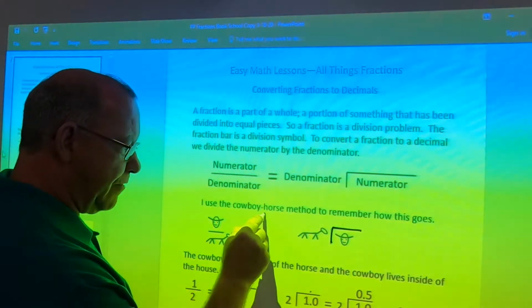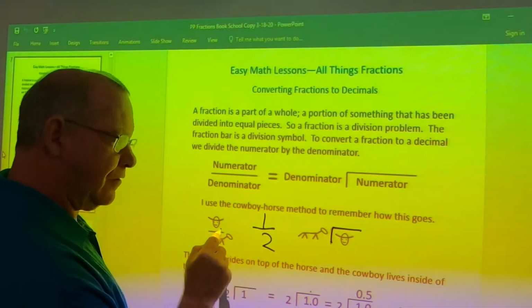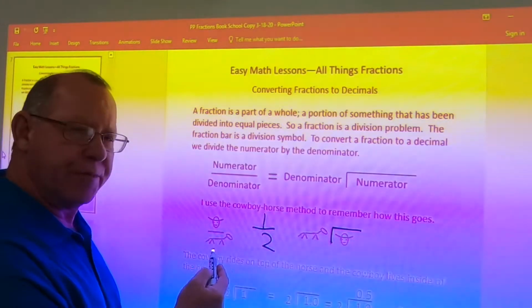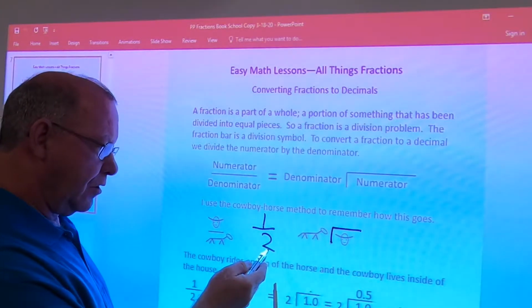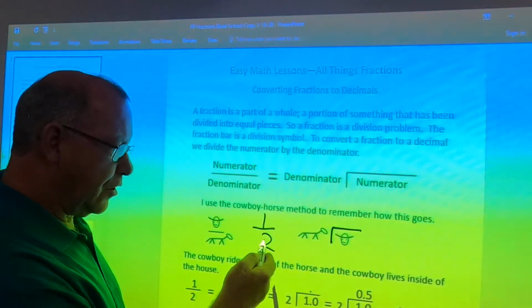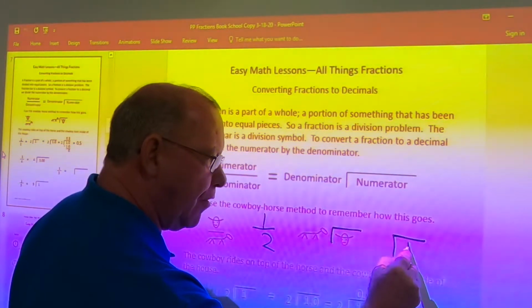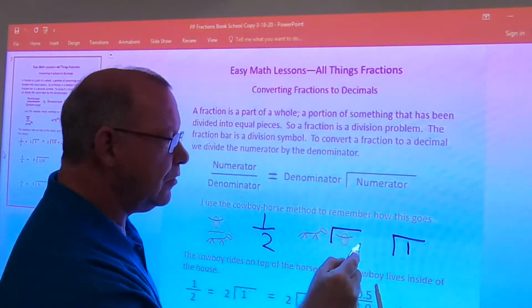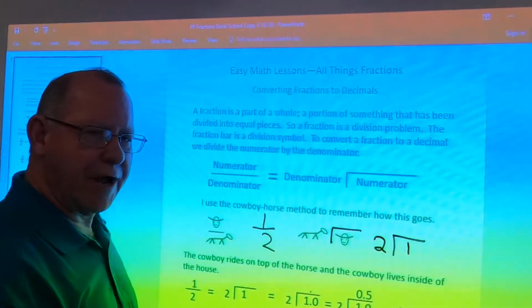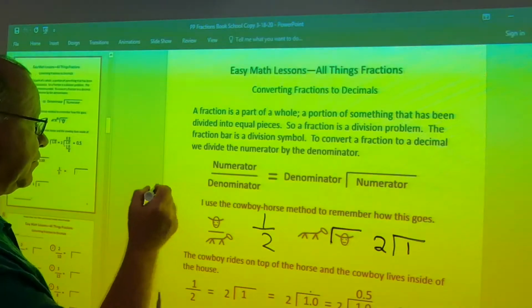So, for instance, if we had 1/2, 1, our numerator, would be our cowboy. 2, our denominator, would be our horse. So when they went home, here's our home. 1, the cowboy would go inside the house. 2, the horse would go outside the house. Now all we have to do is divide.